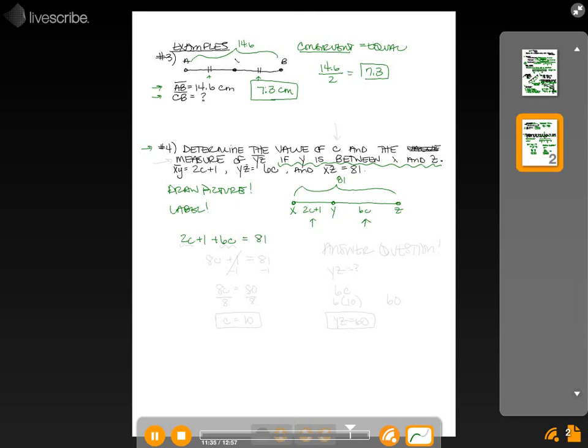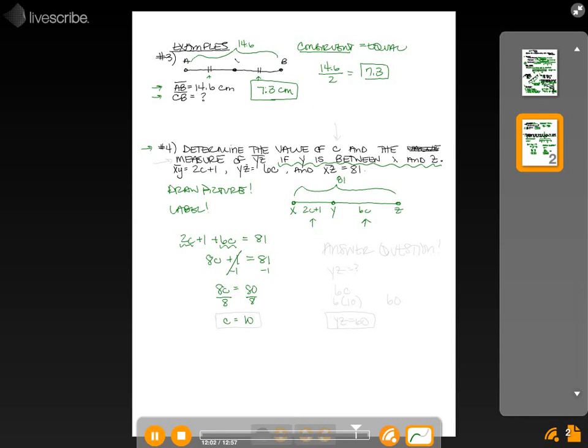Now we solve this. Let's combine our c's. 2c plus 6c is 8c plus 1 equals 81. Next step is to subtract 1. We want to get c on one side by itself. So 8c equals 81 minus 1 is 80. Now we divide by 8. c equals 80 divided by 8 is 10.